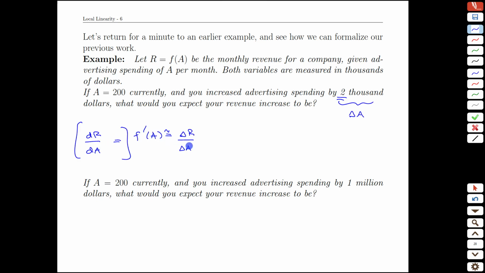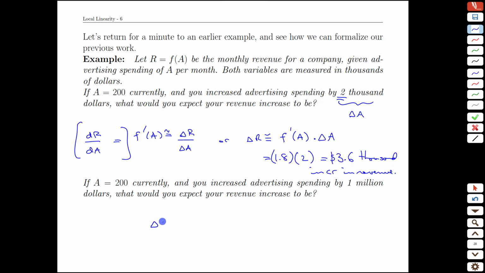But what we're going to take advantage of here is the approximate relationship. And then we solve for the change in revenue. The change in revenue is going to be approximately f prime of A times the change in A. We have the derivative from earlier was 1.8 thousands of dollars in revenue per thousand of advertising. We were just told that the change in A is $2,000, and so we would get $3.6 thousand in revenue. And it would be an increase because this is positive.